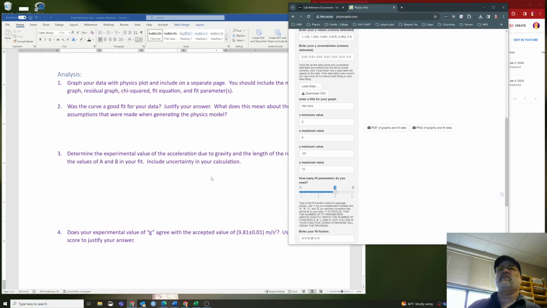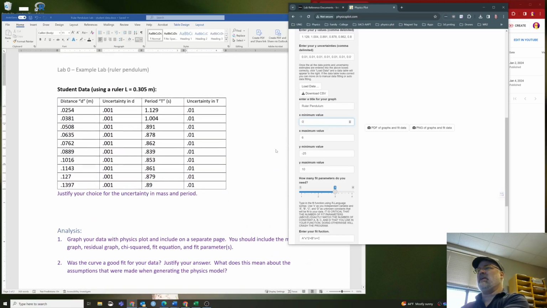Next in PhysicsPlot, we're still working on making a good graph. So we need a title. This might be ruler pendulum. We need to put in the minimum and maximum values. So let's look at our data table. If I can, I always like the x minimum value to be 0 and the x maximum value to be a little bit bigger than the biggest number that we used. So in this case, I'll use 0.15. I like the y value to be 0 if possible, and the maximum to be a little bit bigger than the biggest value. Looks like maybe 1.2 would work well here.